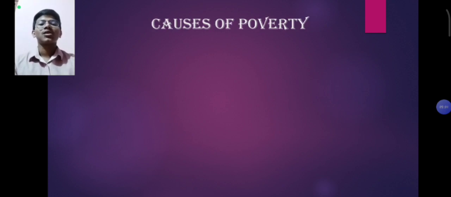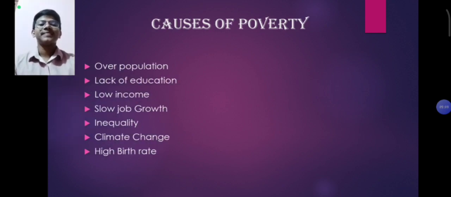Now, the causes of poverty. The main causes of poverty are overpopulation, lack of education, low income, slow job growth, inequality, climate change, high birth rate.